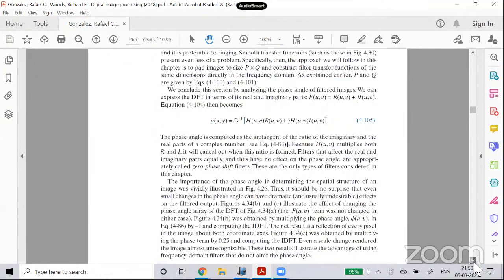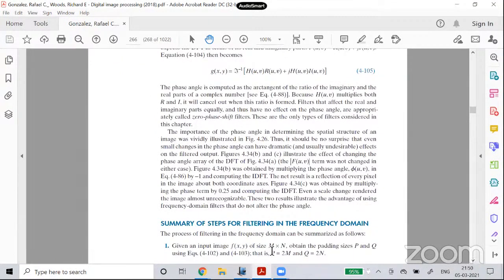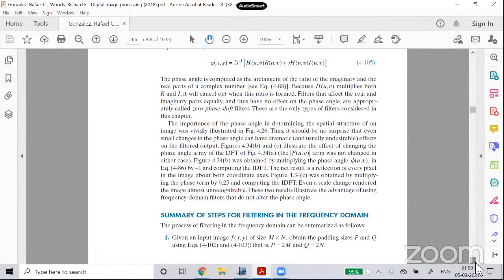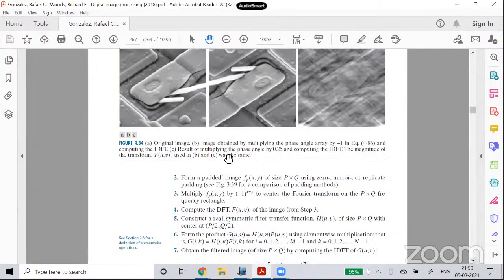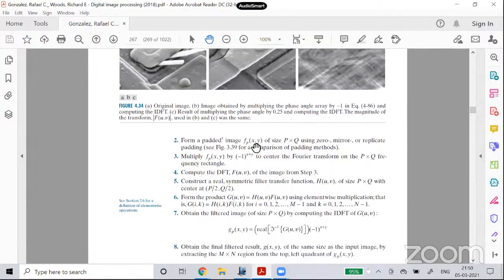The first step is you are given an input image of size M by N. You obtain the padding sizes P and Q as described before, P equal to twice M, Q equal to twice N. So you pad the image, forming a padded image of size P cross Q using whichever method is suitable. Then you remember you have to multiply this padded image by minus 1 to the power x plus y to center the Fourier transform. First that is done, then apply the discrete Fourier transform.